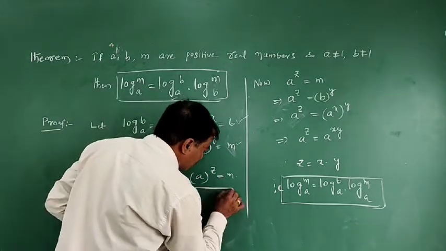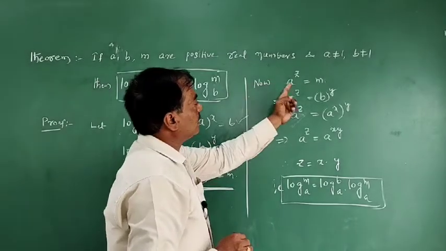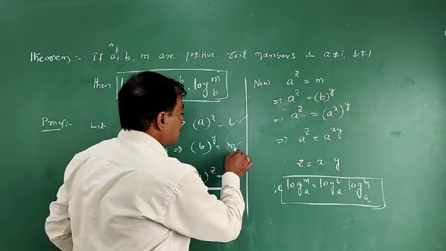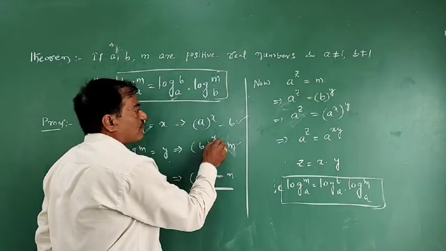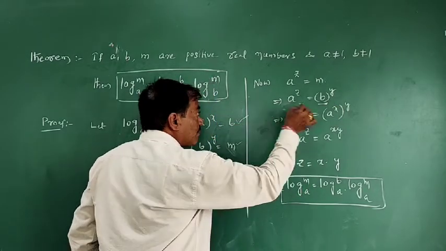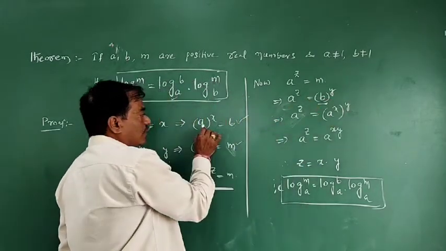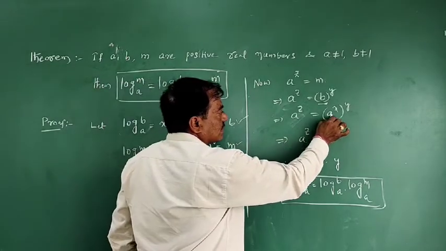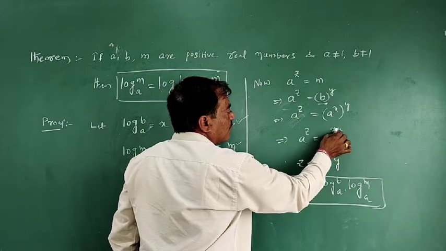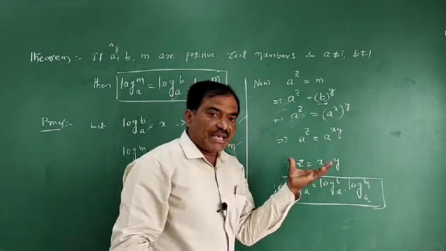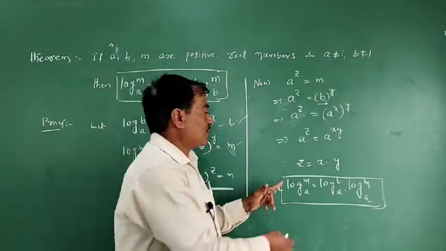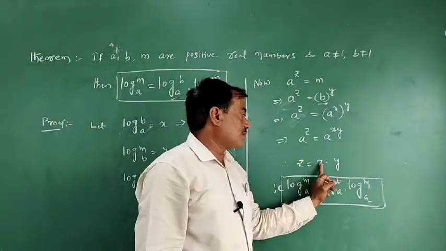Now from this one, we have written here, a to the power of z equal to m. By back substitution, what is m? m equal to b power y. We have to substitute here b to the power of y. But again, by back substitution, what is b? b equal to a to the power of x. So this is (a power x) whole to the power of y. Finally we get a to the power of xy. So here, if the bases are equal, we should compare the powers. Therefore z equal to x into y.